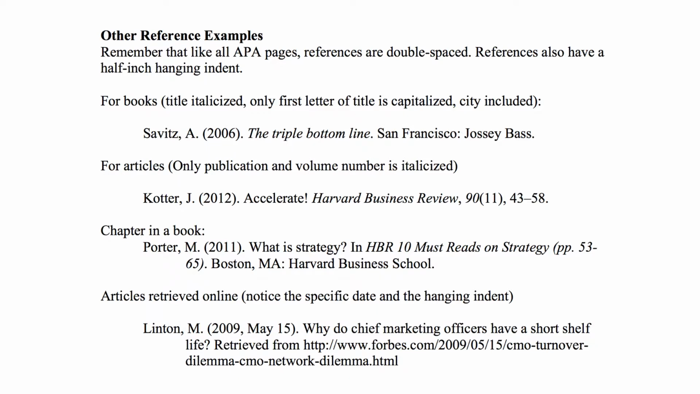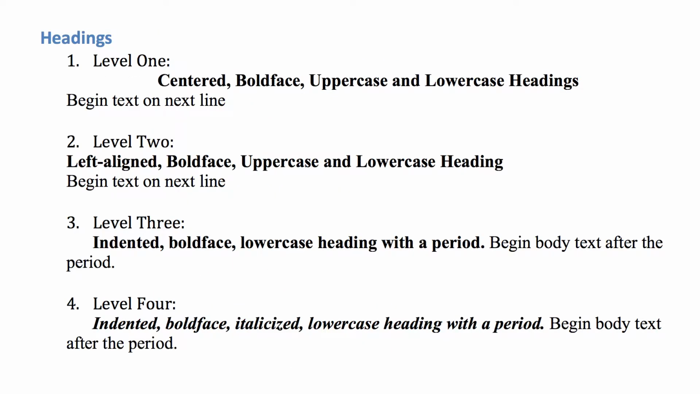Hopefully these are helpful. Here you can see the APA headings by level. Typically, you'll start off with a level 1, centered boldface, uppercase and lowercase headings in the middle of your page. Begin the text on the next line. Level 2 moves to the left, and you can see level 3 and level 4, the differences.